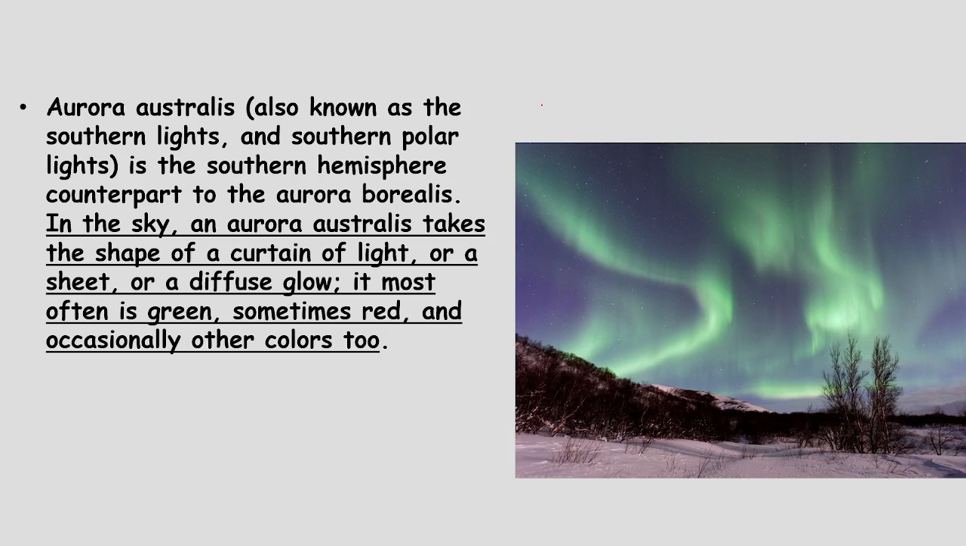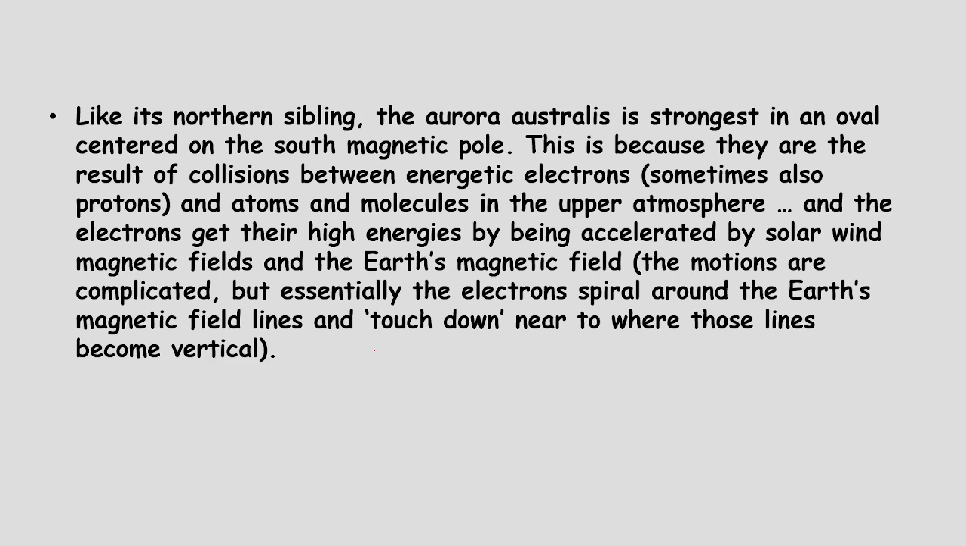Aurora Australis, also known as the southern lights and southern polar lights, is the southern hemisphere counterpart of the Aurora Borealis. In the sky, an Aurora Australis takes the shape of a curtain of light, a sheet, or a diffuse glow. It most often is green, sometimes red, and occasionally other colors too. Like its northern sibling, the Aurora Australis is strongest in an oval centered on the south magnetic pole.